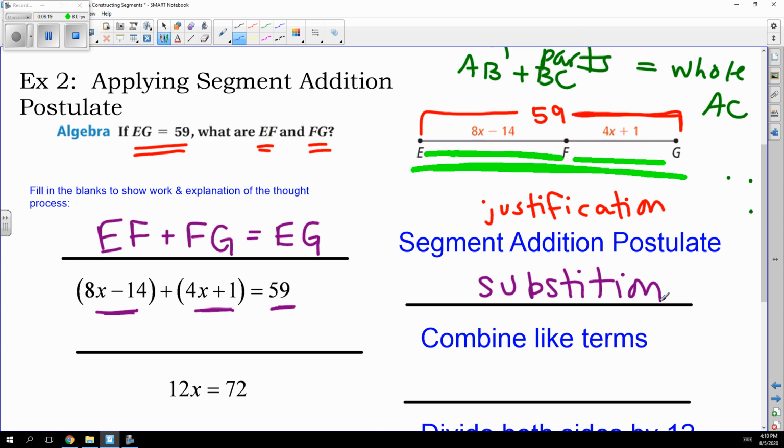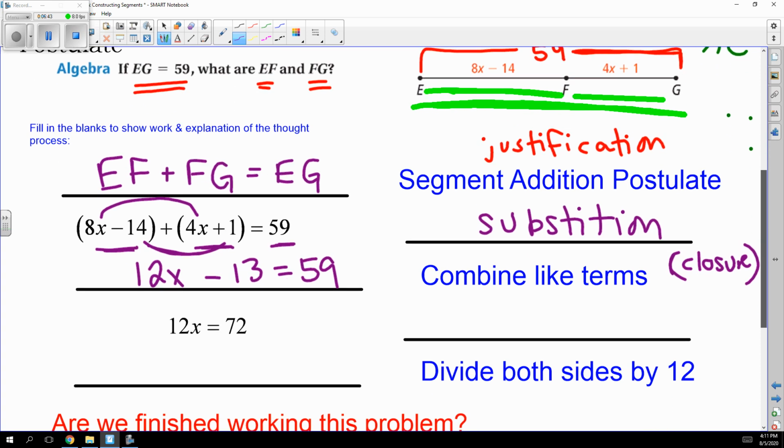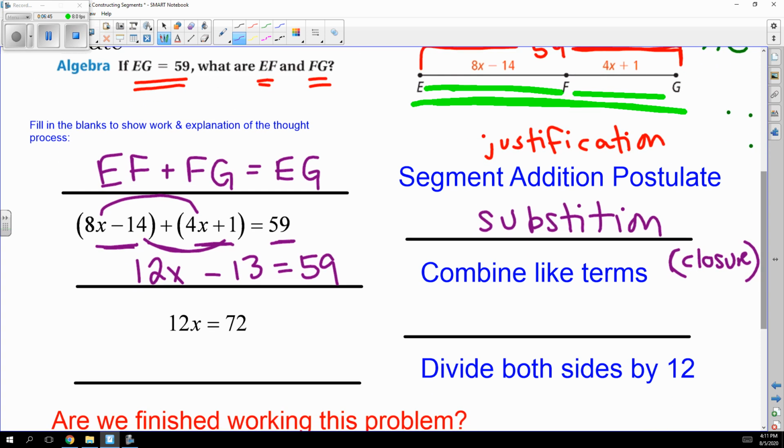And so now we're going to just combine like terms. Since we're adding, you know that we can drop the parentheses and we can just combine like terms. So 8x and 4x are like terms. We get 12x. Negative 14 and a positive 1 are going to give us minus 13 equals 59. So all I did there was combine like terms. Some people call this like a closure property when you're simplifying things, but I would prefer just that you call it combining like terms.